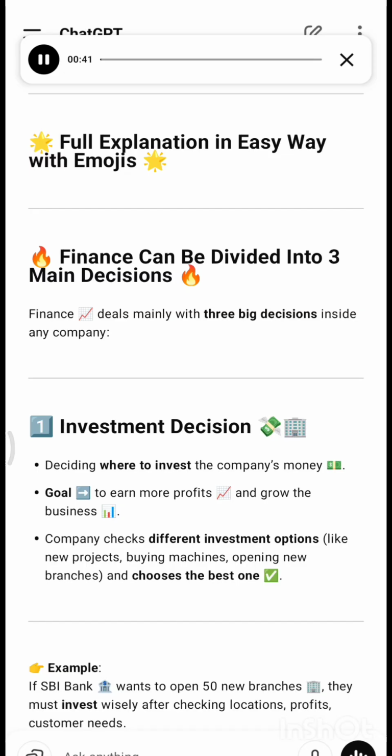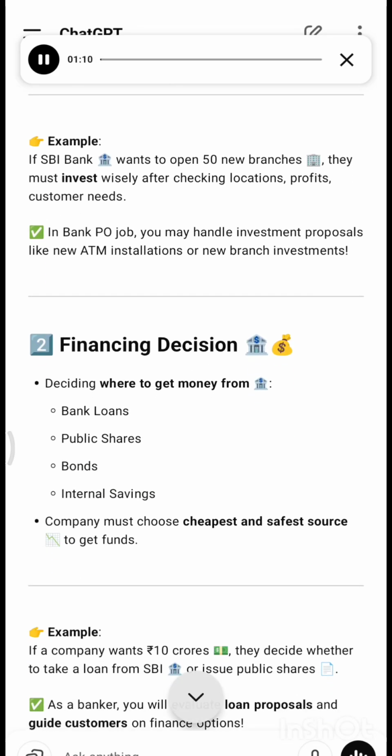Finance can be divided into 3 main decisions. Finance deals mainly with 3 big decisions inside any company. Number 1, investment decision: deciding where to invest the company's money. The goal is to earn more profits and grow the business. The company checks different investment options like new projects, buying machines, and opening new branches, and chooses the best one. Example: if SBI Bank wants to open 50 new branches, they must invest wisely after checking locations, profits, and customer needs. In a Bank PO job, you may handle investment proposals like new ATM installations or new branch investments.